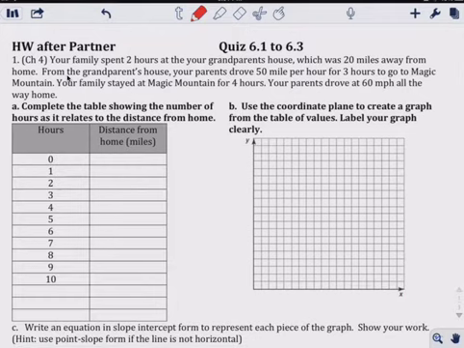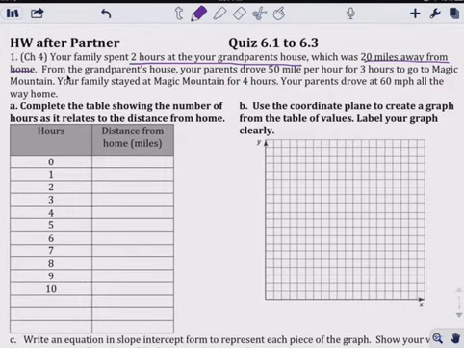Alright, so here your family spent 2 hours at your grandparents' house, which was 20 miles away from home. So we don't know where they've been before that. At 0, you're still 20 miles away from home. At 1 hour, and at the end of 2 hours, you're still 20 miles from home. The distance has not changed.